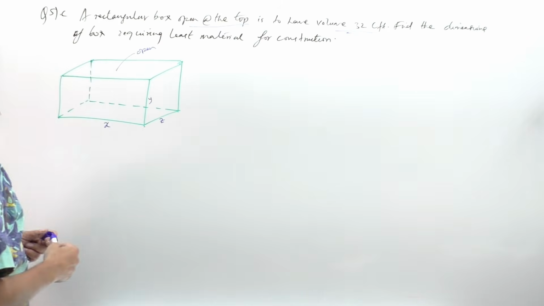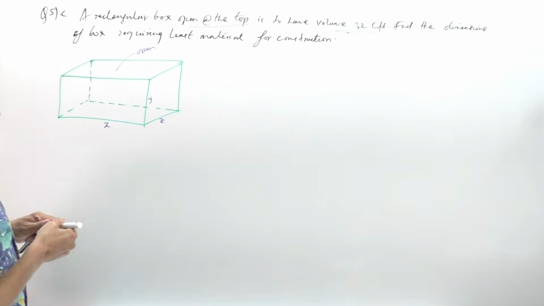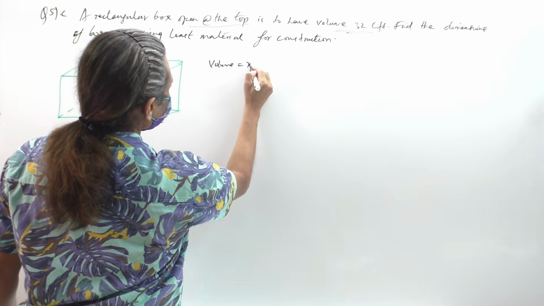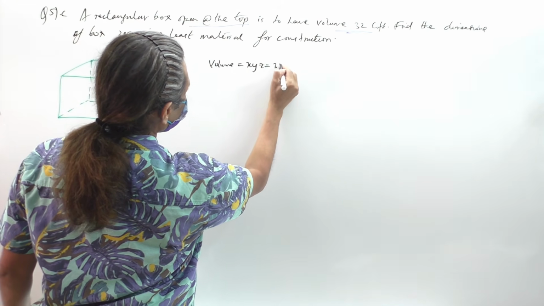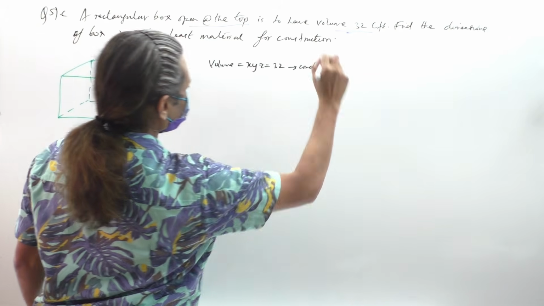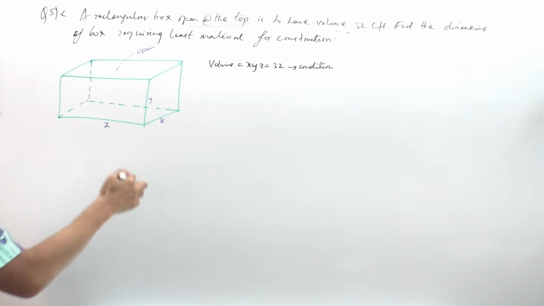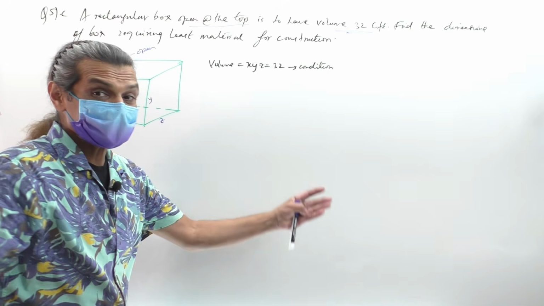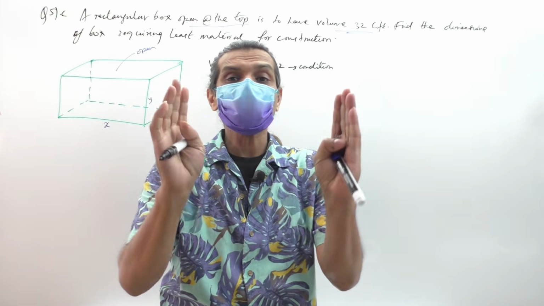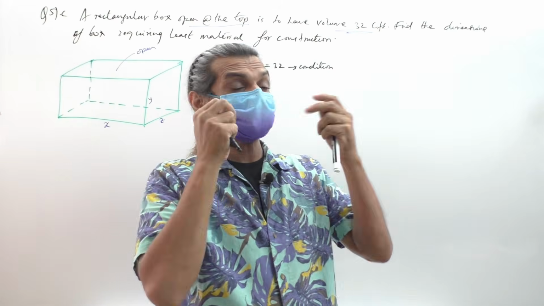Now, the condition is given here. The volume will be xyz equal to 32. This is the condition. Now to find the function: least material for construction, to construct the box, is the total surface area. That becomes the function here.